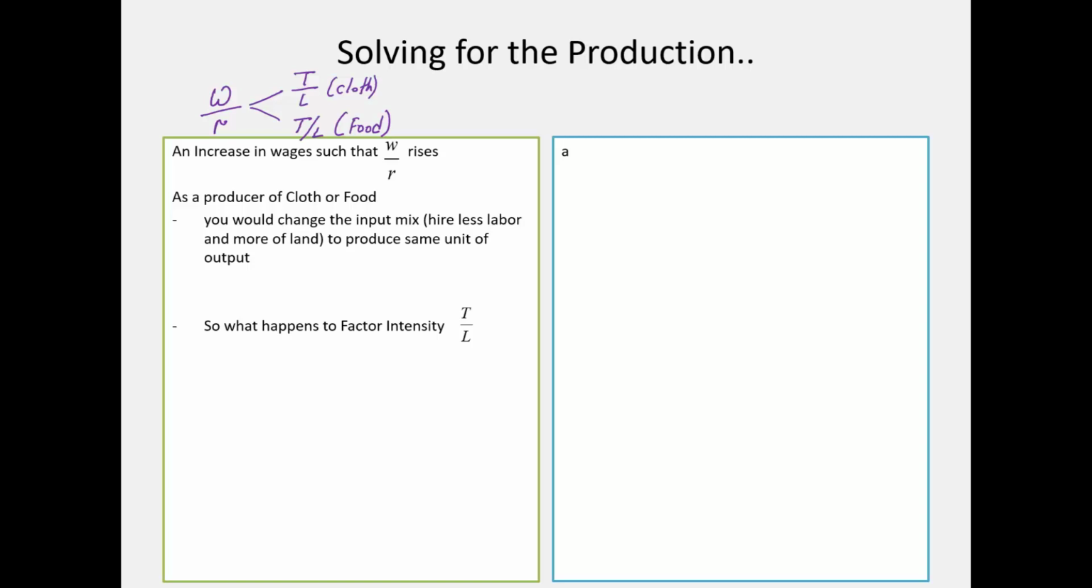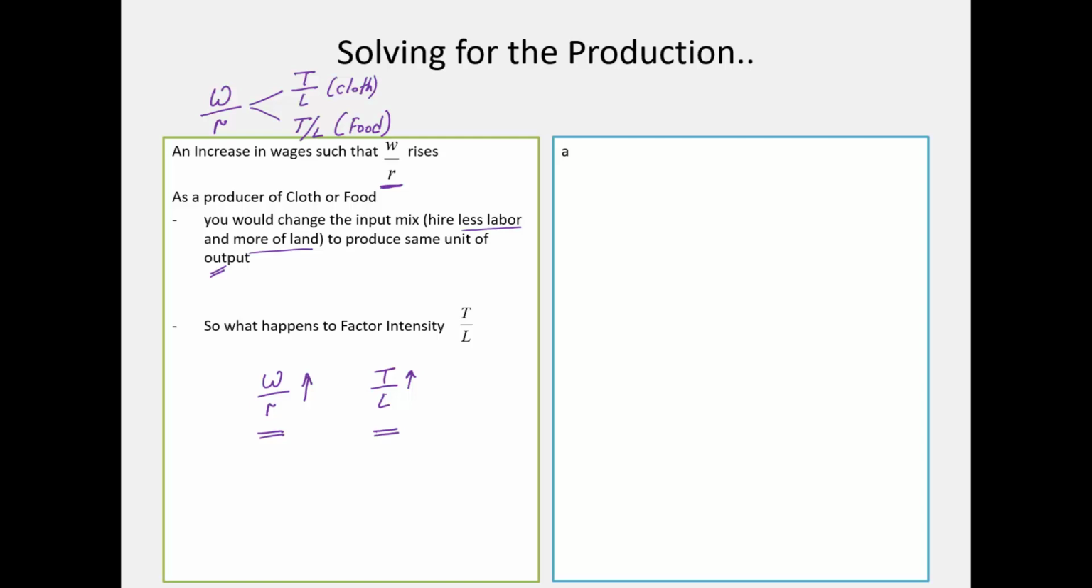So we saw in the earlier graph that if there is an increase in wage by rental ratio, that means labor becomes more expensive, both the cloth and the food sector are going to hire less labor, which has become more expensive now, and more of land to produce the same unit of output. And so what happens to land by labor? Well, it's going to increase. So the two variables in this case are positively correlated.